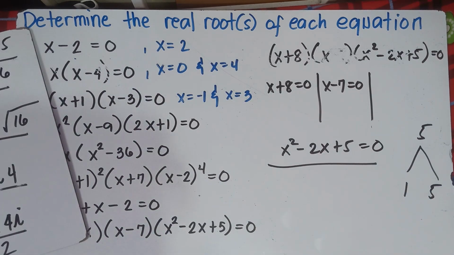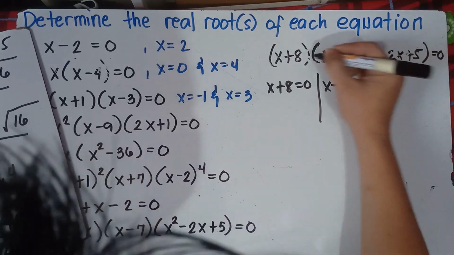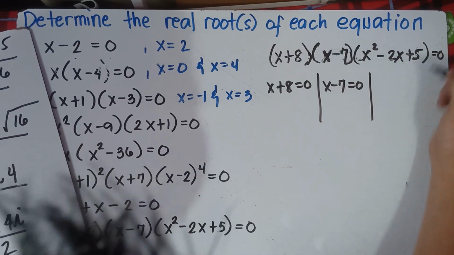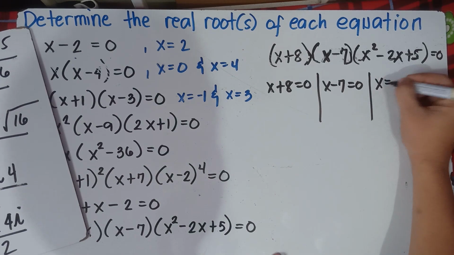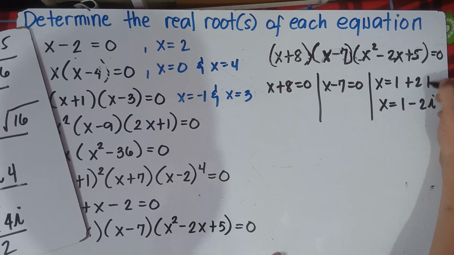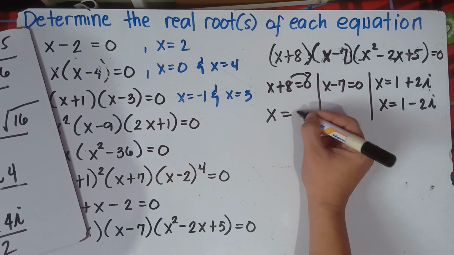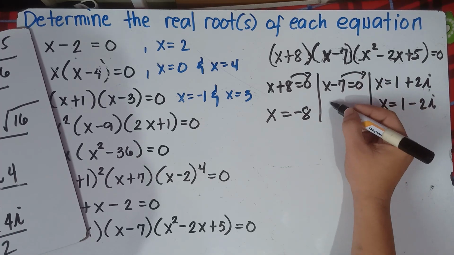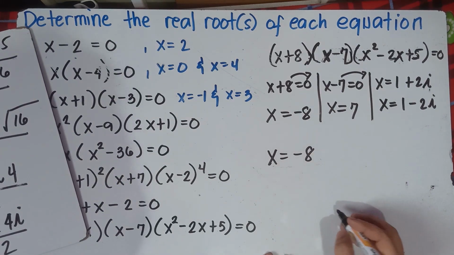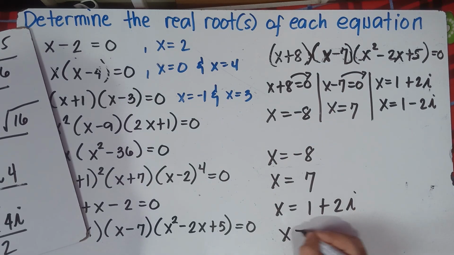So this is x minus 7, then x squared minus 2x plus 5. Our answer for this one would be x equals 1 plus 2i, and the other one, x equals 1 minus 2i. Then this will be x: transfer this one, positive 8 will be negative 8. This is negative 7, transfer this one, it will be positive 7. So our final answer will be x equals negative 8, x equals 7, x equals 1 plus 2i, and x equals 1 minus 2i.